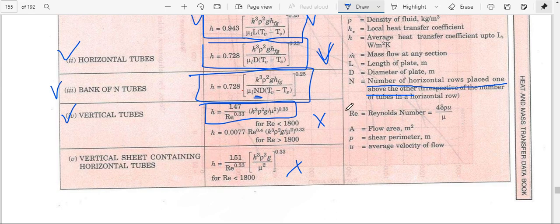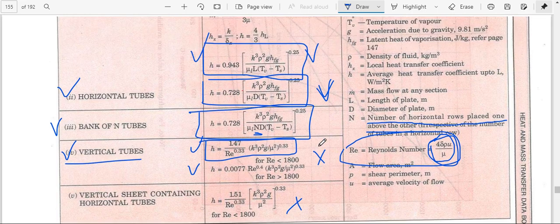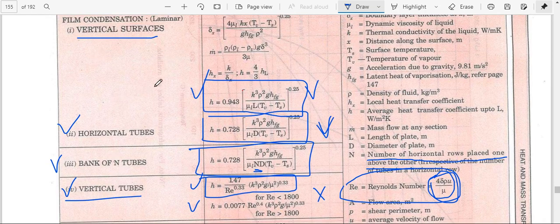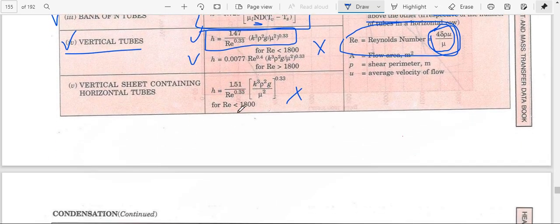So in case the Reynolds number value is given, we have to check whether it is less than 1800 or not. In case of less than 1800, we have to take the h value like this, and for greater, we have to take the other h value. Here the Reynolds number formula is rho into u by mu. In case the Reynolds number value is given, or otherwise we have to know these values, we have to substitute. For a vertical tube, we have to consider it as a vertical surface. So this is also a vertical sheet containing a horizontal tube.